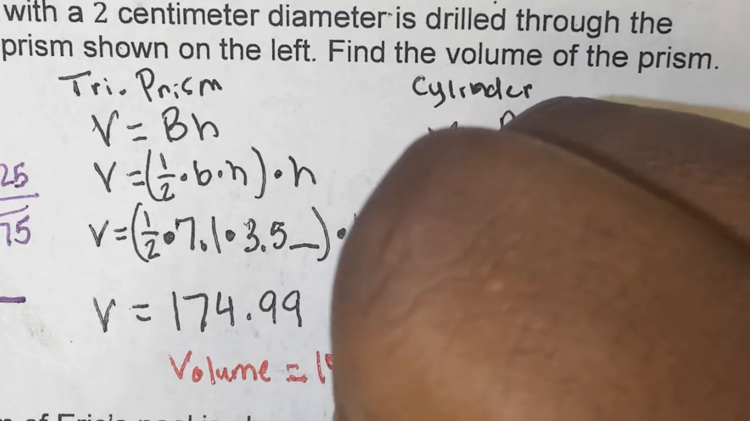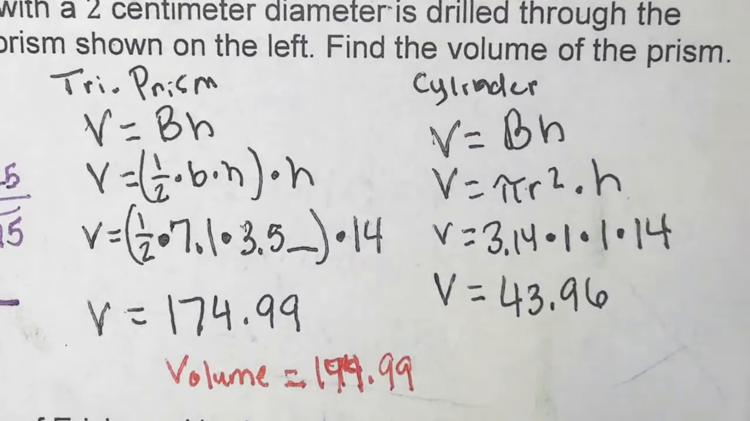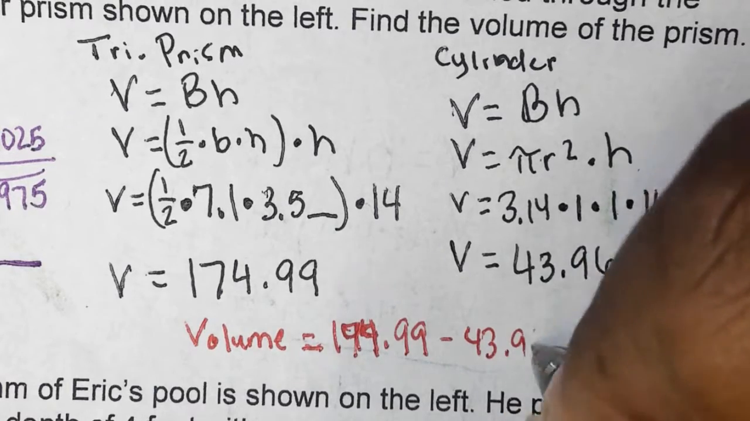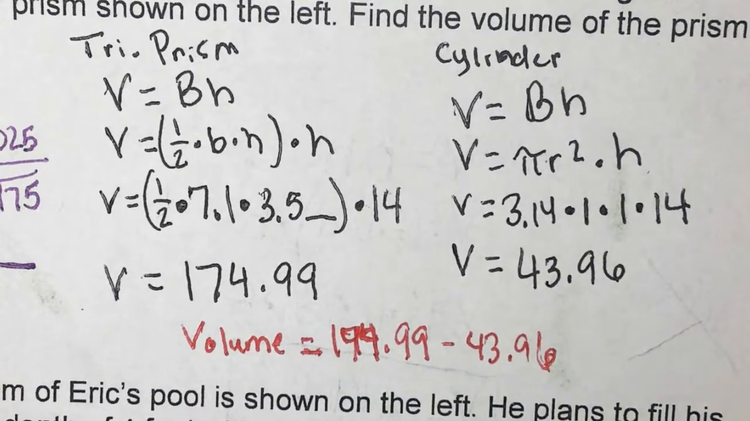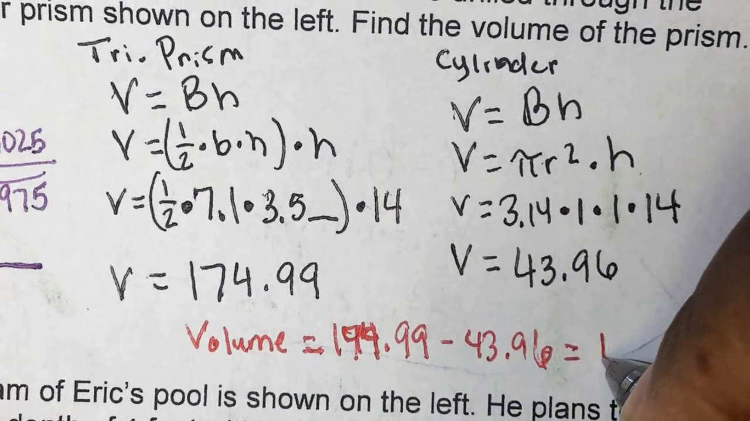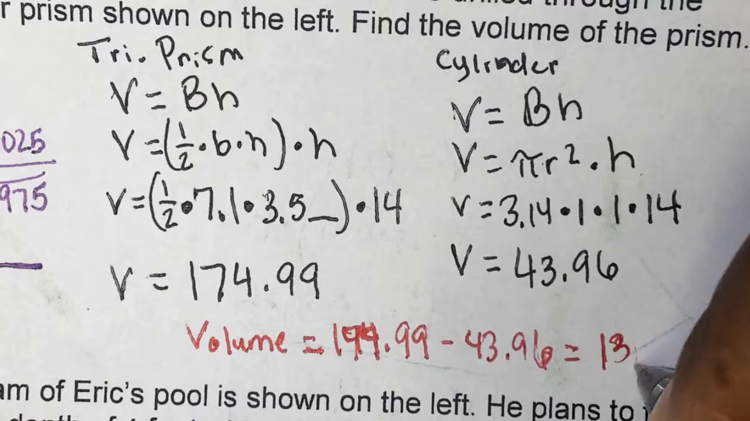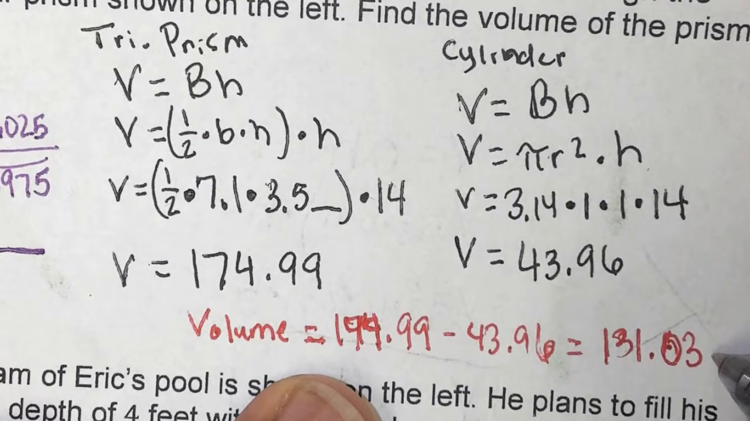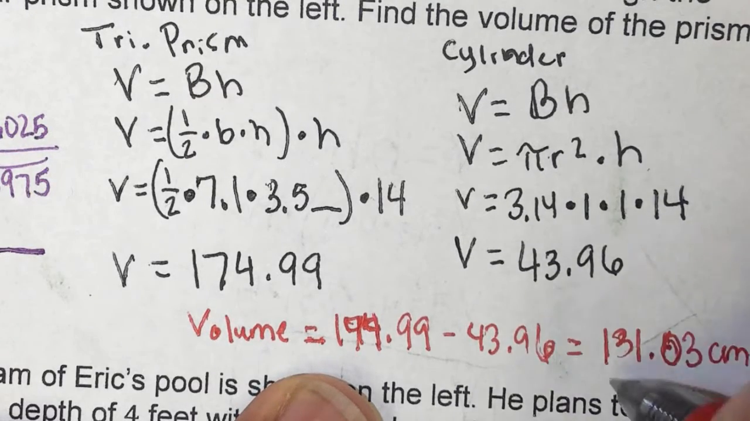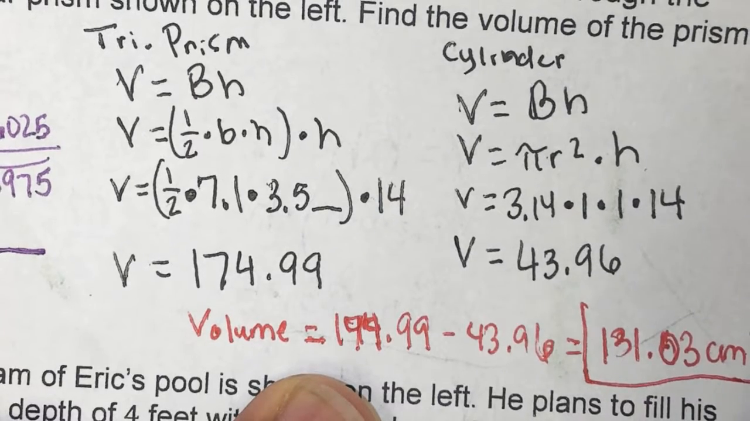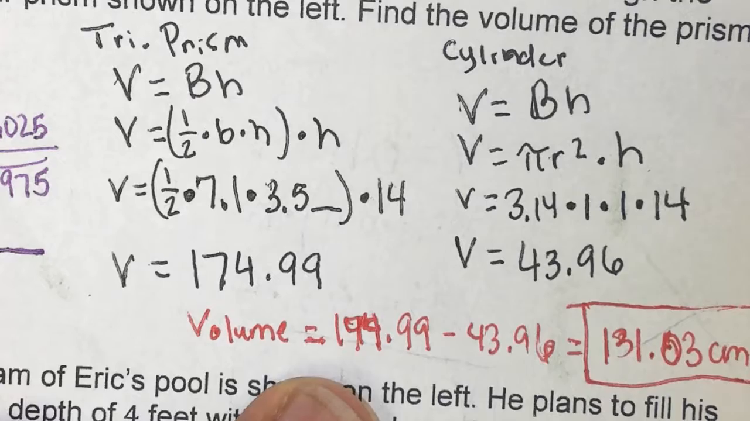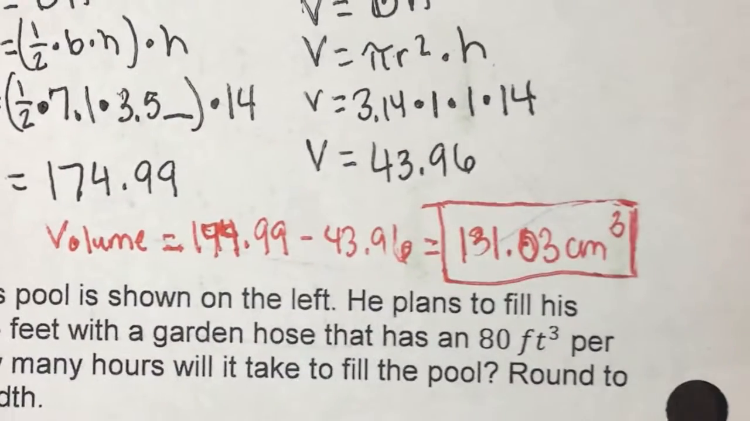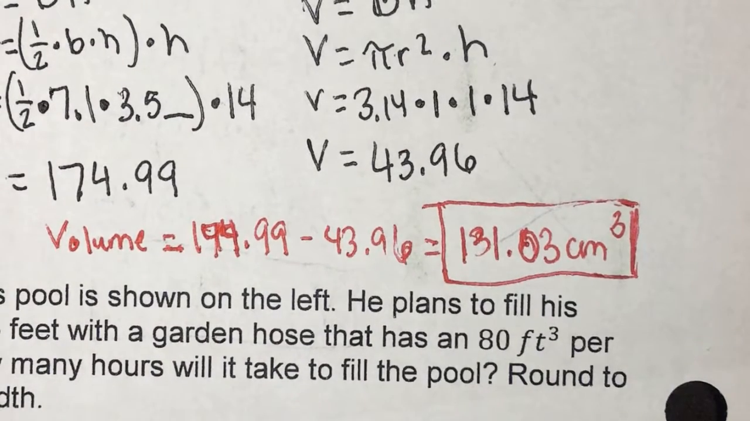Oh, that's supposed to be 7.99. I wrote that number all wrong right there. That's 174, that's that number. 0.99 minus 43.96. Clark, you might have to heat up these pens again, man. 131.03 centimeters cubed. Ink acting blotchy, man.